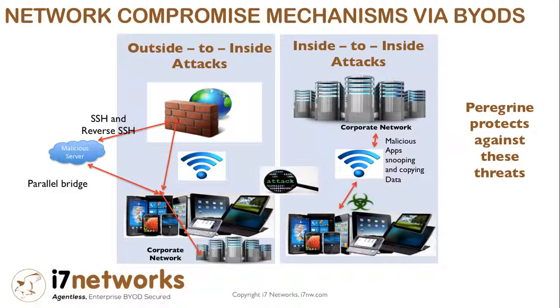There are two kinds of network compromises that can happen via bring your own device. One is what we call outside to inside attack, where an outside malicious server will attack inside without being caught or even noticed by your perimeter security. The second one is inside to inside attack, where a malicious device enters the network, and then the malicious app on the device copies data, snoops on the network, and reports it back to its malicious server later. Let me explain one by one.